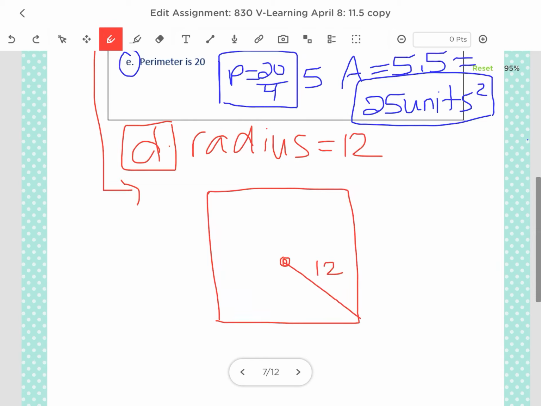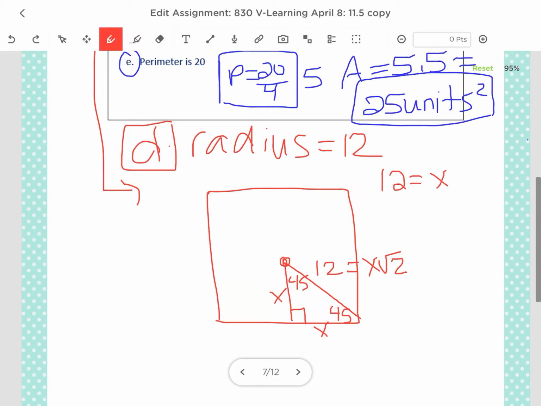So this radius is 12. So I'm drawing the triangle. I know that's 90. It's a square. So again, these are 45s. So this is going to be my x. X and my 12 is my x root 2. So I've got to figure out what x is to help me find the side.